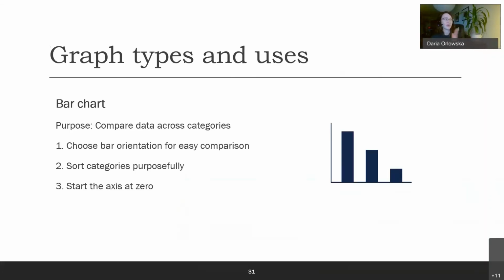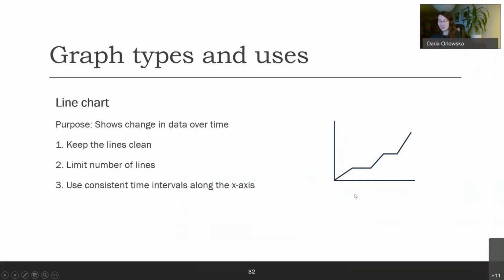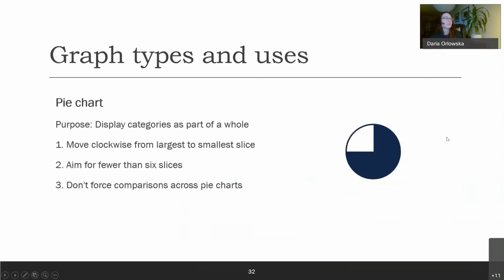Bar graphs are really the ones for categorical data, data that is not dependent on each other. You really want to use a bar graph, and making sure things start at 0 is very important. Line charts show you changes in data over time, so making sure that things are consistent as you move along the x-axis, so that there are no time skips and everything is continuous, is important.